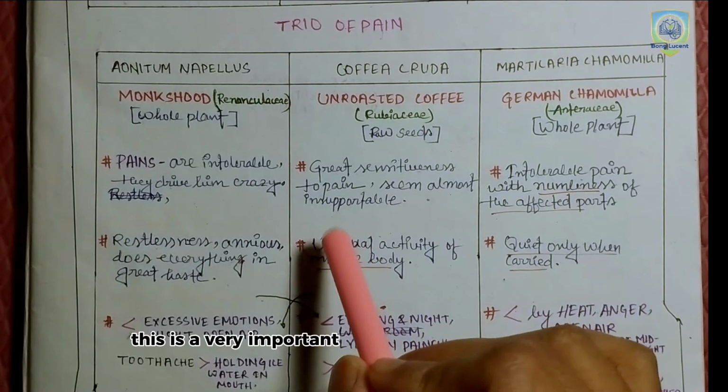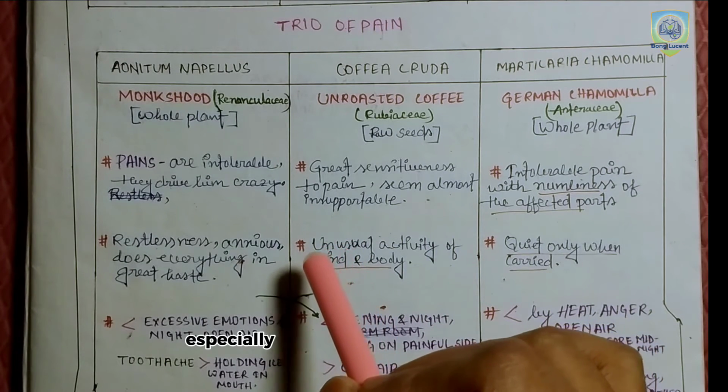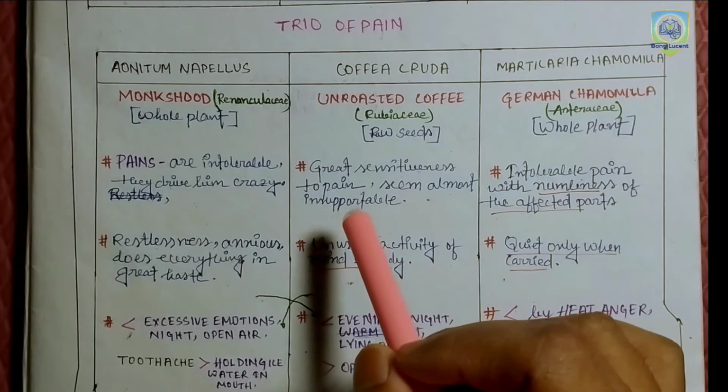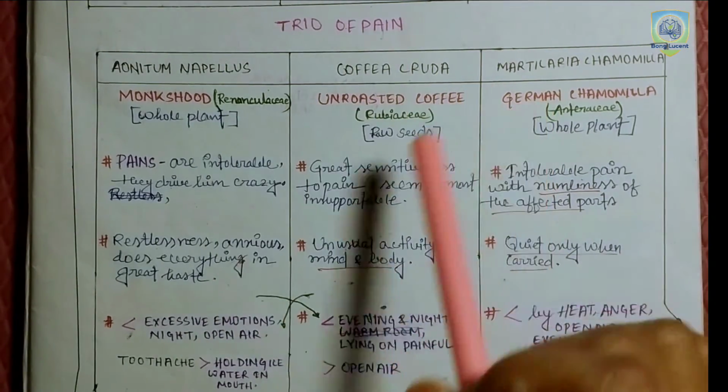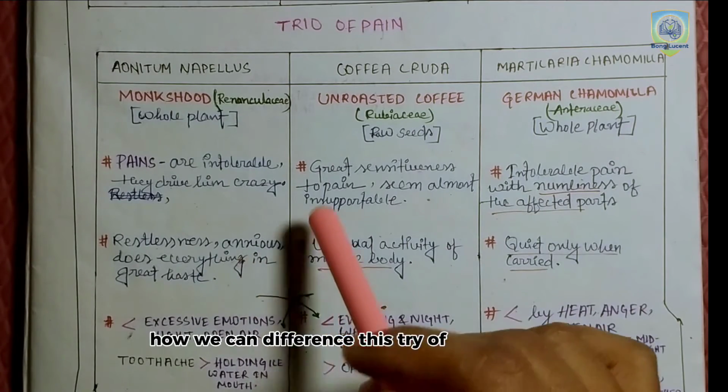Actually this is a very important question in Materia Medica, especially in viva and university exams. This question frequently comes: what are the trio of pain remedies and their differentiations? How can we differentiate these trio of pain remedies?